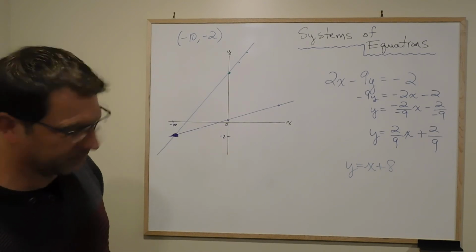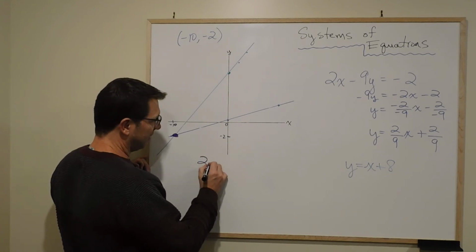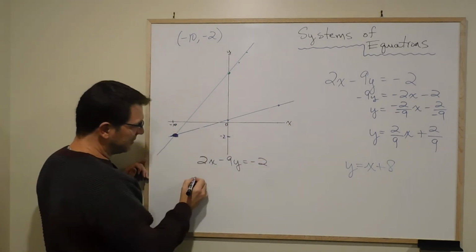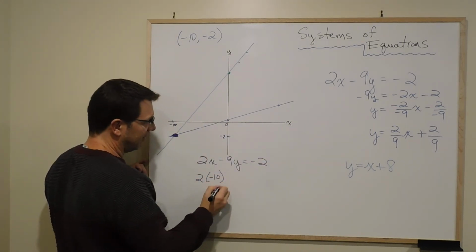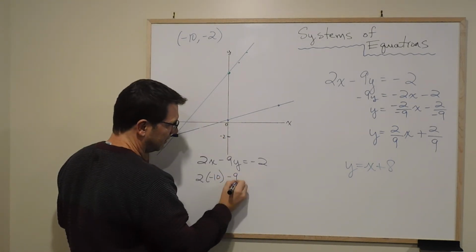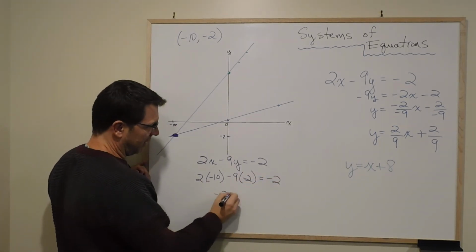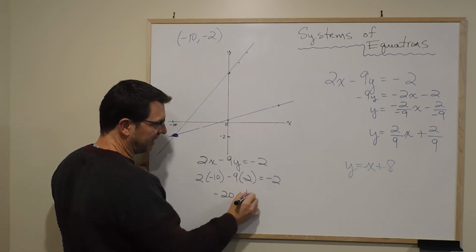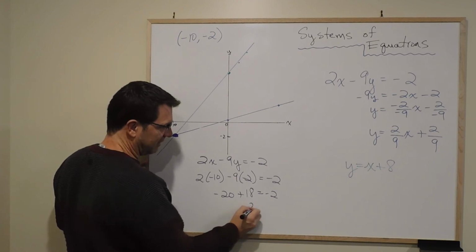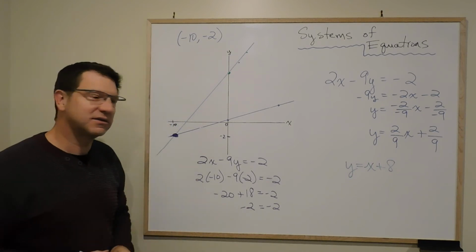Oh, let's use purple. Why not? Here's how you show it. If we take this one, and then we substitute in -10 and -2 for x and y. So that's -20, -9 times -2, that's +18. Equals -2, and -20 plus 18 is -2, and -2 equals -2. So that actually works, right?